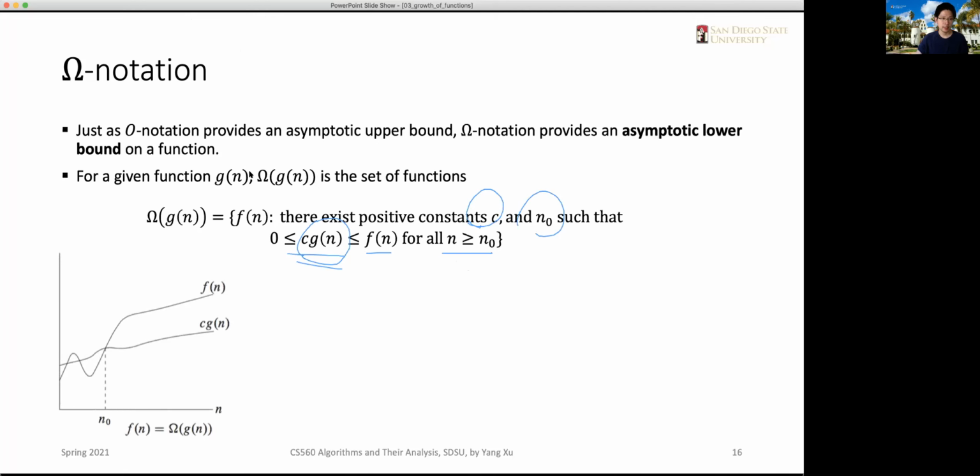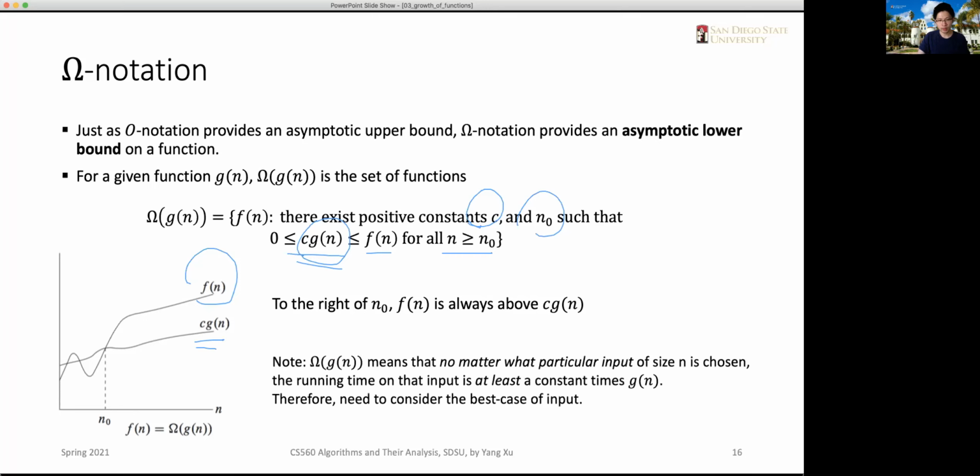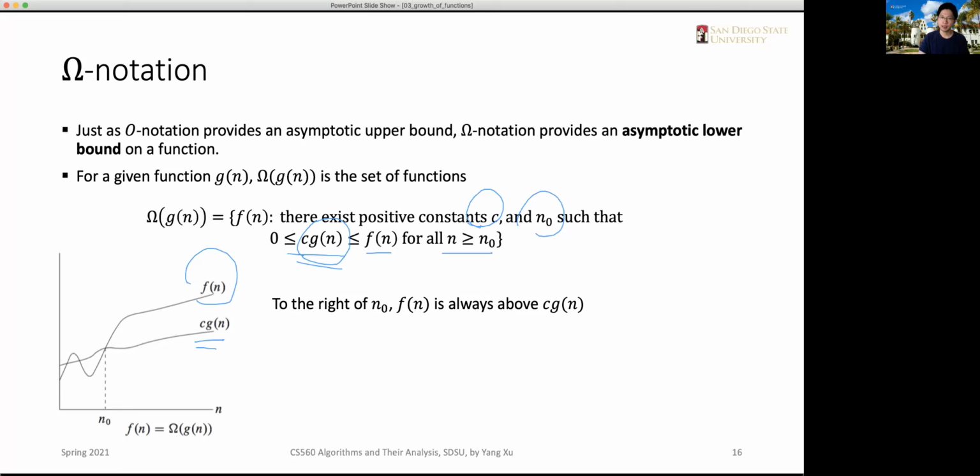This time, f of n is above c times g of n. It's opposite to big O. It also means that to the right of n0, f of n is always above c times g of n. It's basically complementary to the big O notation. It doesn't look at the upper bound, but at the lower bound. It basically tells how much running time an algorithm should cost at least, because it estimates the lower bound.